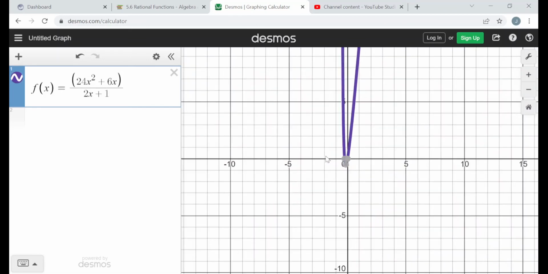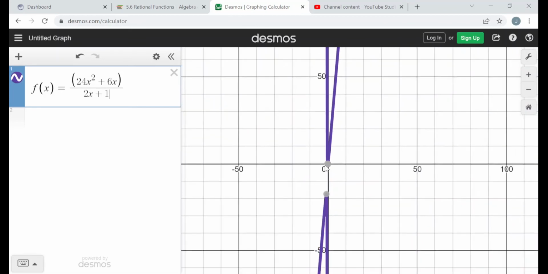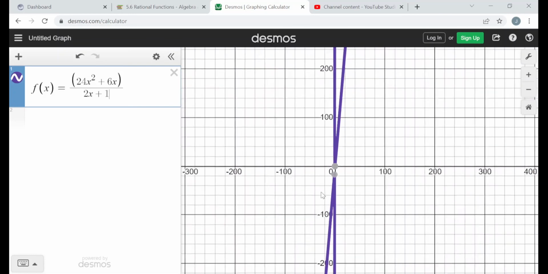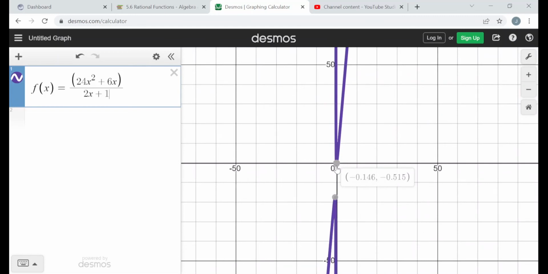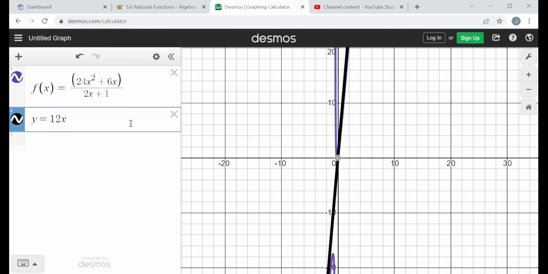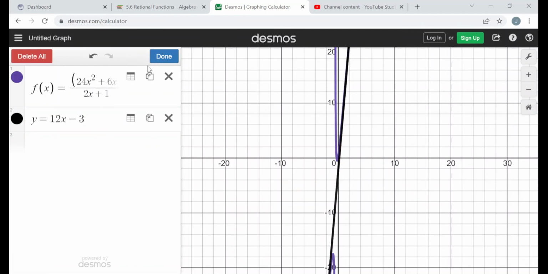And again, you see if I zoom out a lot, it looks like the graph is going in a line to the right and left, from lower left to upper right. Got this line it's approaching. And the line it's approaching should be y equals the quotient, y equals 12x minus, or sorry, minus 3. And let me dash that in.